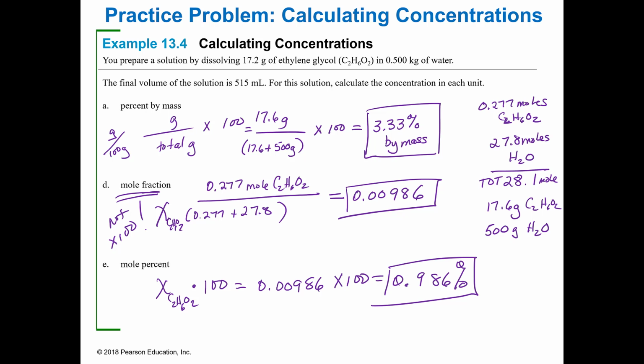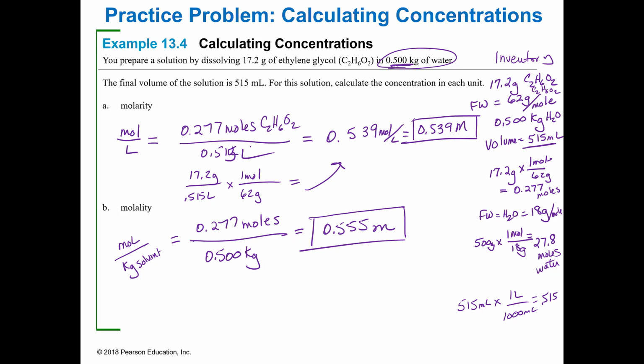Okay, so you just need to know what the units are, what you do. Mole fraction is moles divided by total moles, and mole percent is that times 100. That one's pretty easy, right? Percent by mass is grams of the solute divided by total grams, solute plus solvent. Molarity is how many moles of solute per liter of solution. That's why I used this number, because it's the total volume. And molality is moles per kilogram, and that's why I gave you kilograms of water.